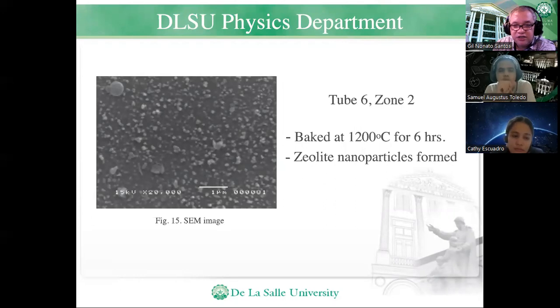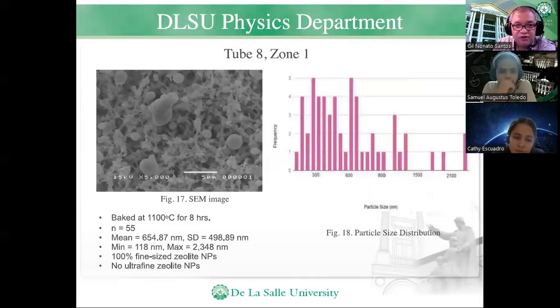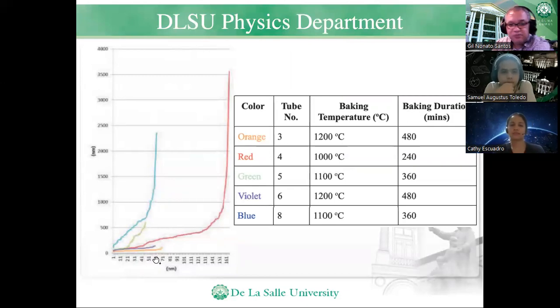And then for tube 6, we have ultra-fine nanoparticles, because we have a minimum of 48 nanometers and a maximum of 139 nanometers. Then for tube 8, we have 118 to 2,348. We don't have ultra-fine, but we have fine size zeolite particles, it's bigger. Then for tube 8, zone 1, there are no ultra-fine zeolite nanoparticles, only fine size particles, it's bigger. So for the distribution of the different tubes, baking temperatures, and also the baking duration in minutes, you can see the graph of each of the tubes.